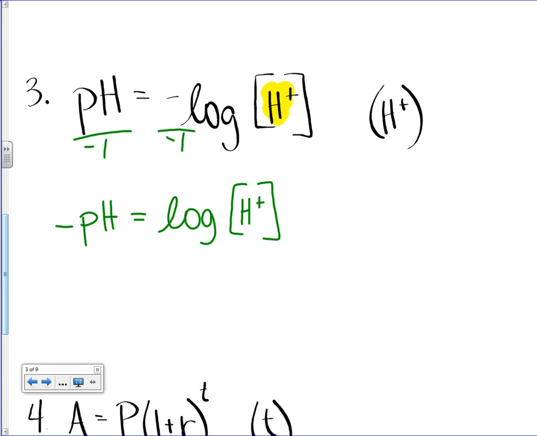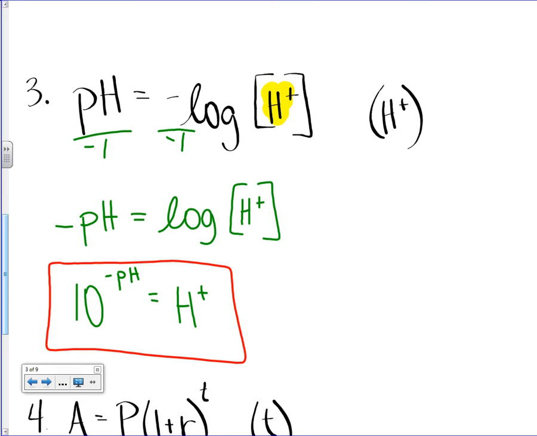And now we'll get rid of the log. The only way for me to get rid of this log is to rewrite it. What's the base on this? 10. So this will be 10 to the negative pH equals H plus. And the H plus is isolated. Because this isn't multiplication. Remember, we're taking the log of that number.